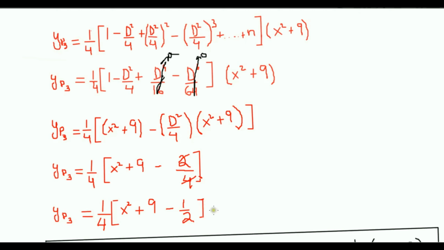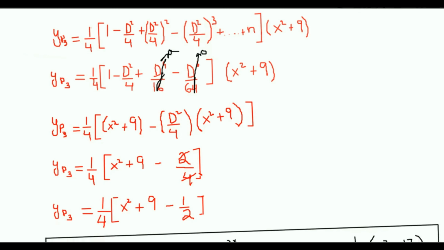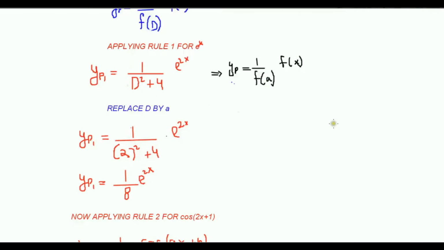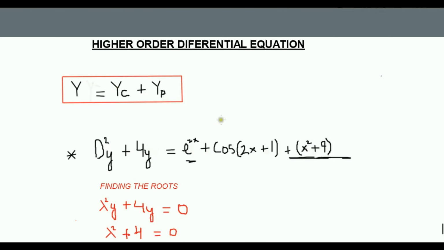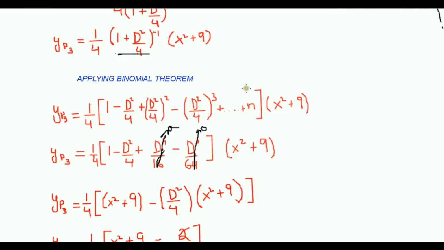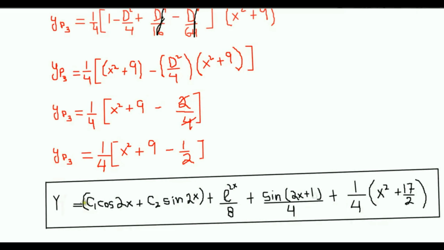Now let's put all the things together in this form, the complete solution. By putting this together, I get my complementary function and my particular integrals all over here. As we discussed earlier, the complete solution of a higher order differential equation is equal to the sum of the complementary function plus the particular integrals.